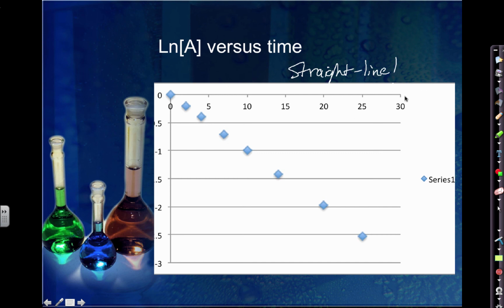So if I get a straight line at this point, that means if I'm taking the natural log and I get a straight line, it will be a first order reaction. At this point, if I wanted to, I could use my calculator to get the equation of the line, and then I get K. And again, I'm going to show you guys how to do that when we get to class.